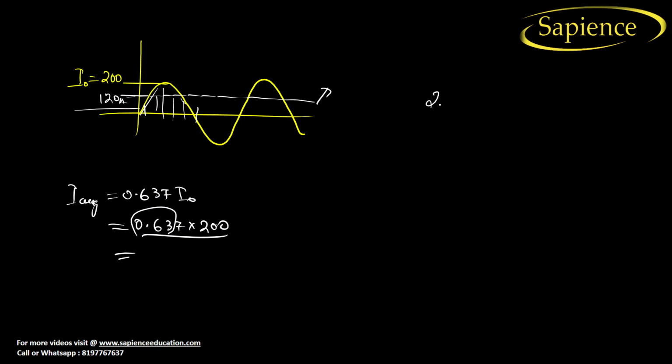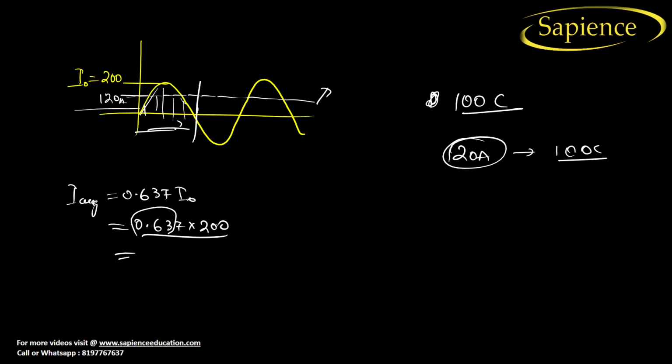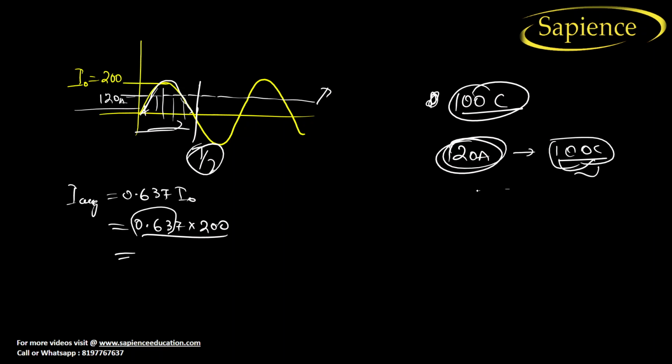Let us consider this cycle is sending 100 coulomb in a half cycle. This 120 ampere, that is the I average current, will also give 100 coulomb of charge for a time period of T by 2. If this variable current is supplying 100 coulomb of charge in T by 2 time period, then this 120 ampere will also supply 100 coulomb of charge for the same time period, but it will be a constant current. That's why its value is like this.